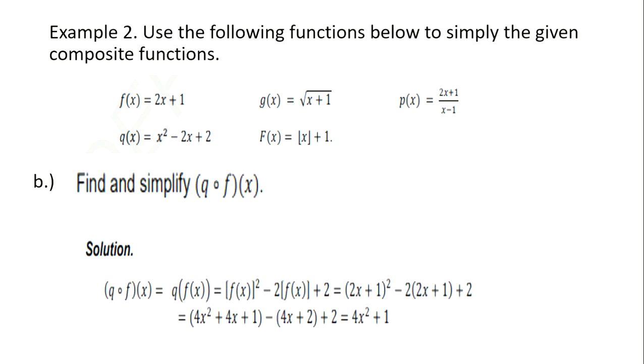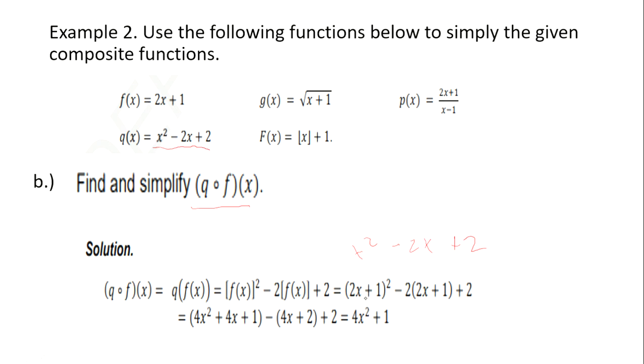For letter B, we have q of f of x. We know that the value of q is x squared minus 2x plus 2. We need to substitute f of x in the value of x. We know that f of x is 2x plus 1. So x becomes (2x plus 1) squared. Then x becomes 2x plus 1 times negative 2, and we just copy the 2.